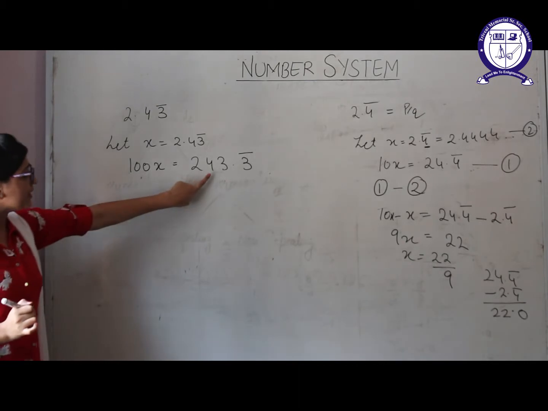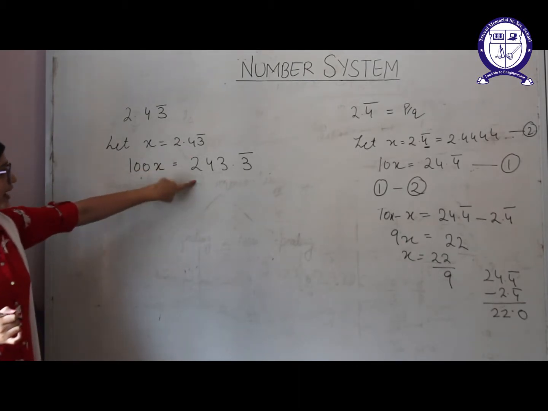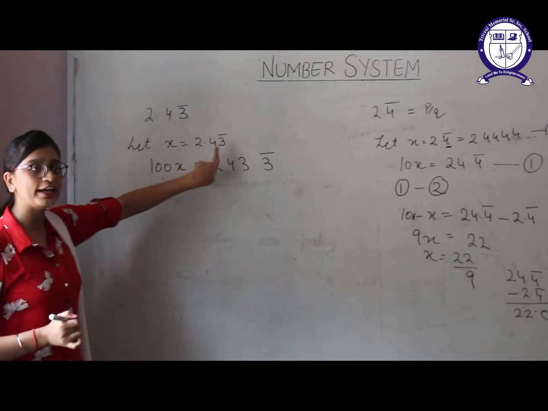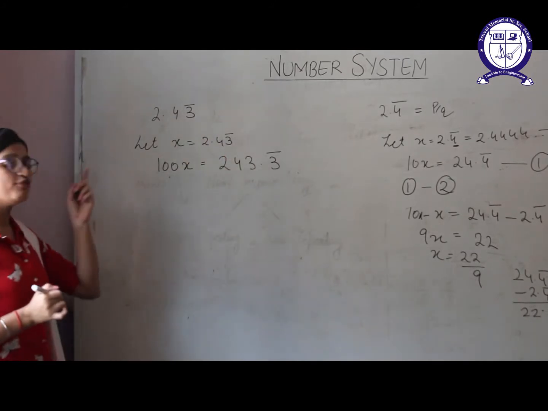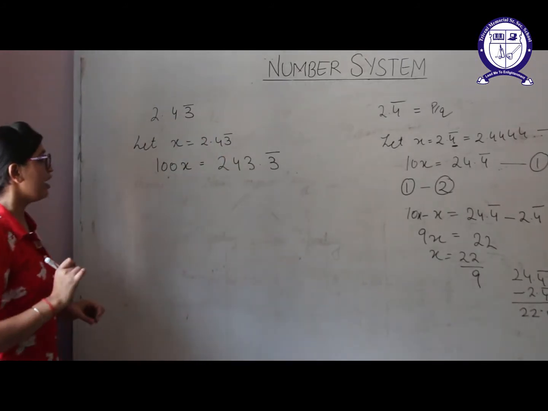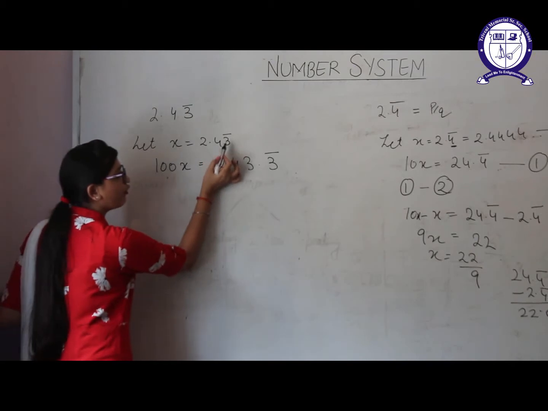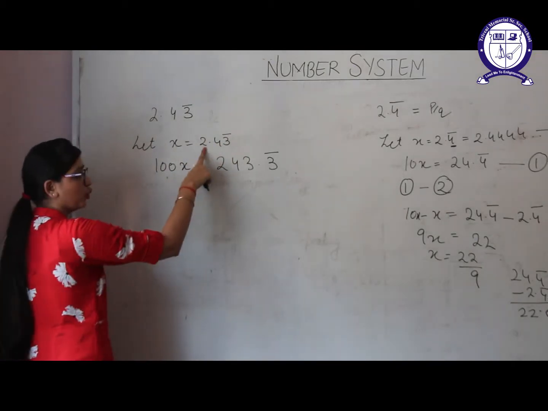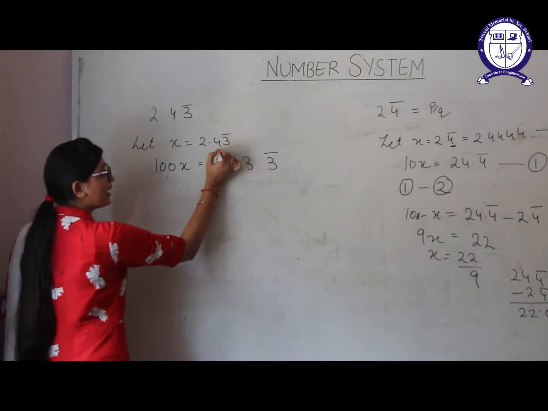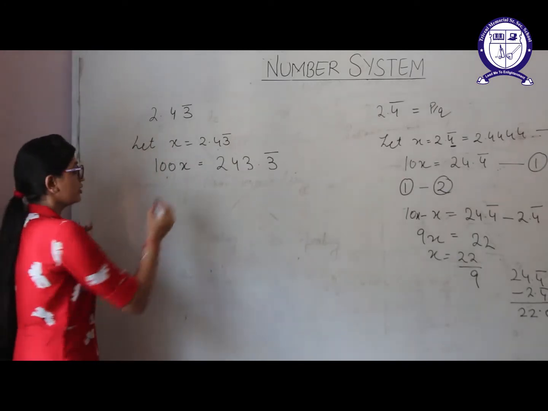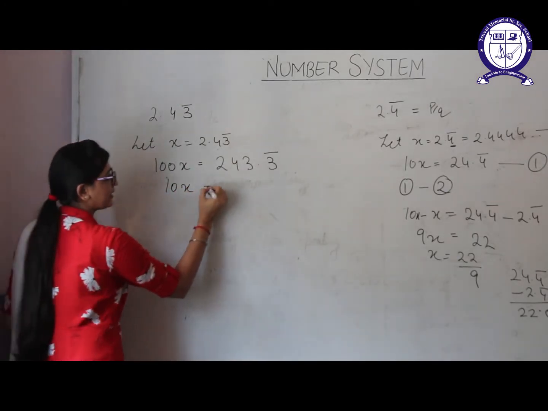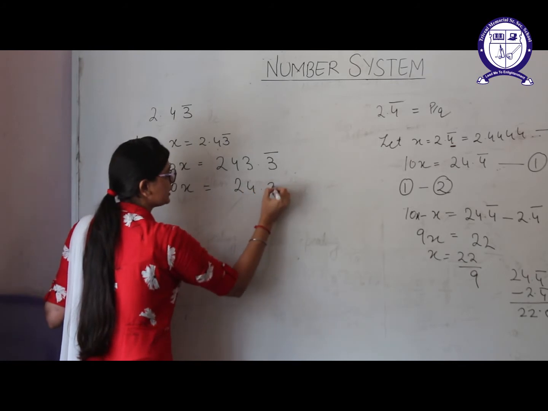But can we subtract this from this? Can we? Because this 4 will create a problem. So now we are going to do one more thing. We are going to bring this 4 with this 2. How? We are going to multiply it by 10. So it will be 10x and it will be 24.3 bar.